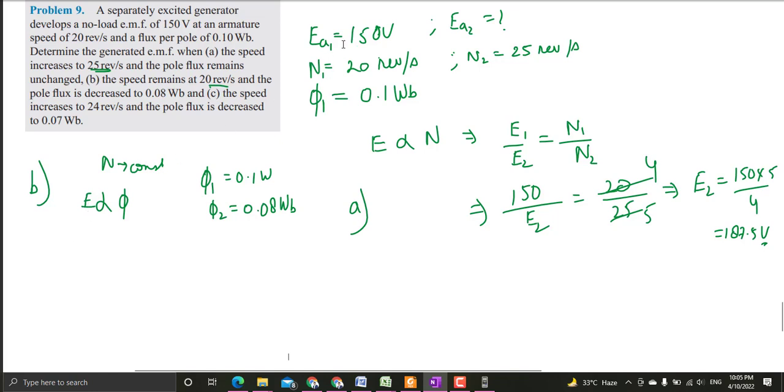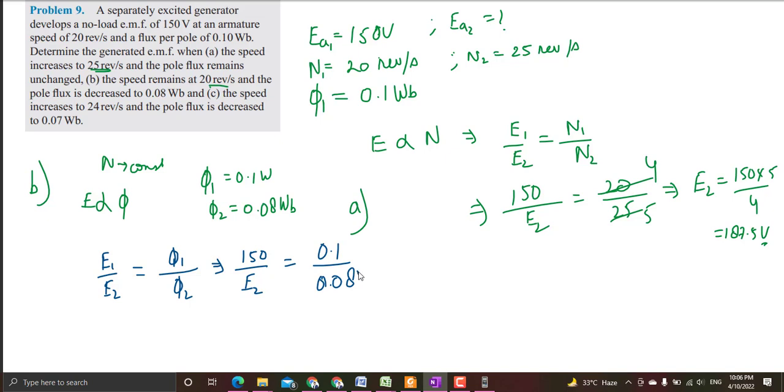So simple, what would be the EMF generated? EA1 we know 150. So you can write simply, I can write E1 by E2 is equal to phi 1 by phi 2, which we can write as 150 upon E2 is equal to phi 1, 0.1 Weber divided by 0.08 Weber.